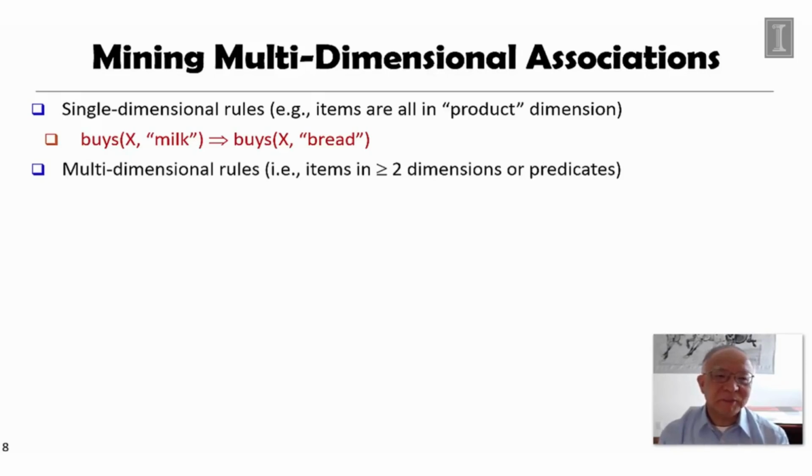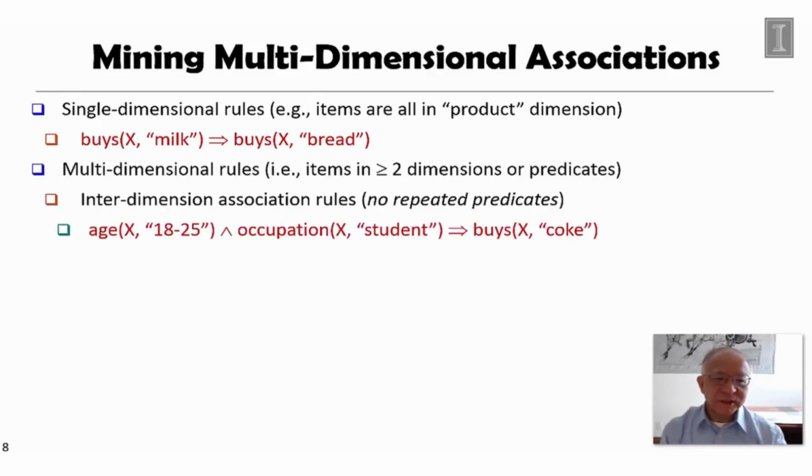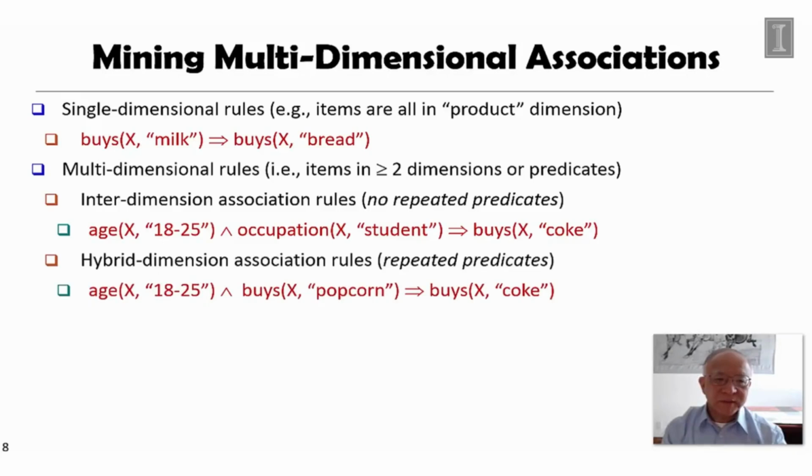sometimes we may get multi-dimensional association rules. For example, for this interdimensional association rule, if X's age is 18 to 25, and if X's occupation is student, then likely X is going to buy Coke. That one actually, age, occupation, and item to buy are three different dimensions. That kind of rule we call interdimensional association rules. Then even when we look at this, sometimes we see hybrid cases. Like if X's age is 18 to 25, if X buys popcorn, likely X is going to buy Coke.